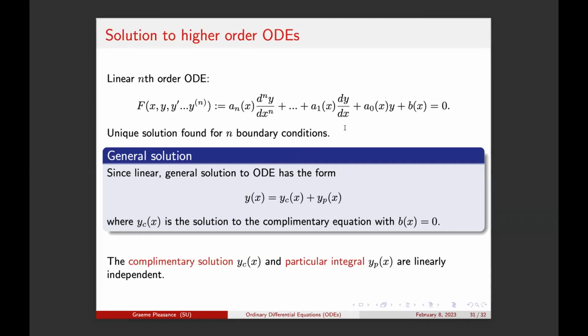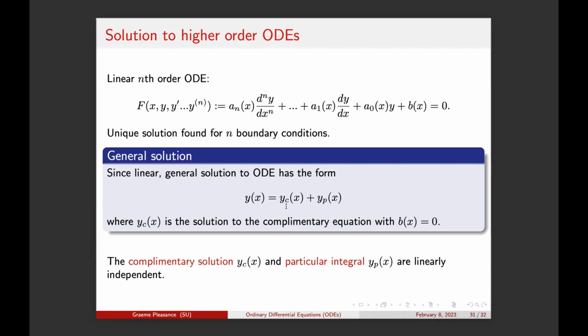But what we can do is note that the approach to solving inhomogeneous nth order linear ODEs is to assume the solution now has this particular form. So this is written in terms of what's called the complementary part of the solution and the particular integral.